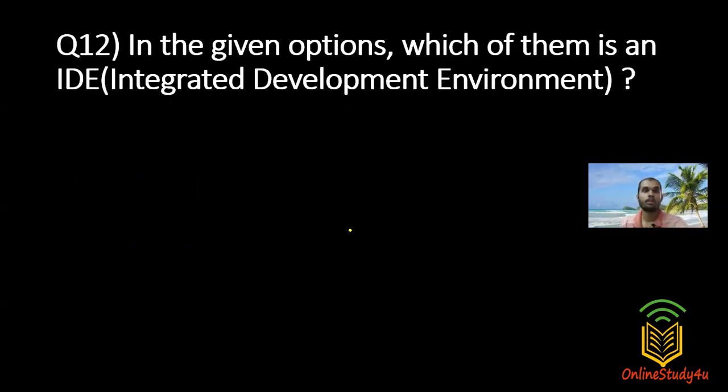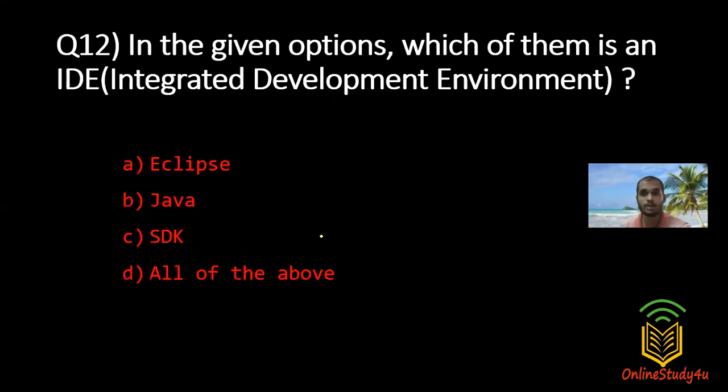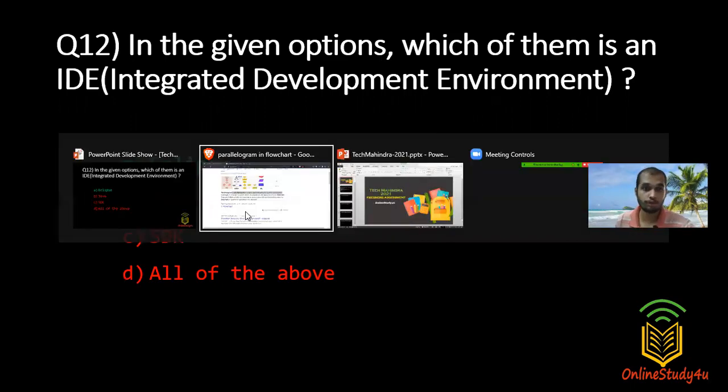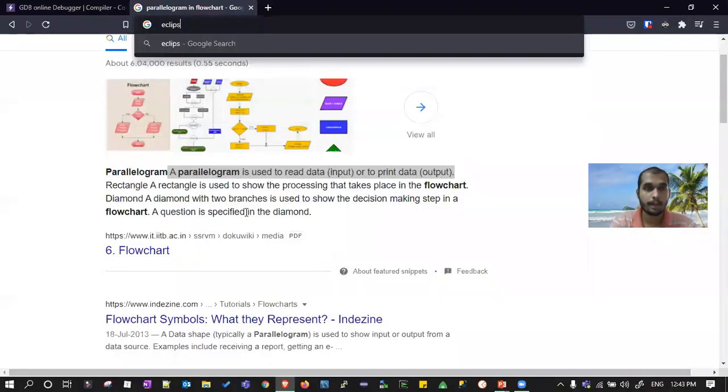Okay, so next question is the given options, which of them is an IDE, that is integrated development environment? Option A, Eclipse. Option B, Java. Option C, SDK. Option D, all of the above. It's a dead simple answer. Eclipse is a popular IDE that is used in software development. It is a free and open source project, and most of you must be knowing about Eclipse, right?